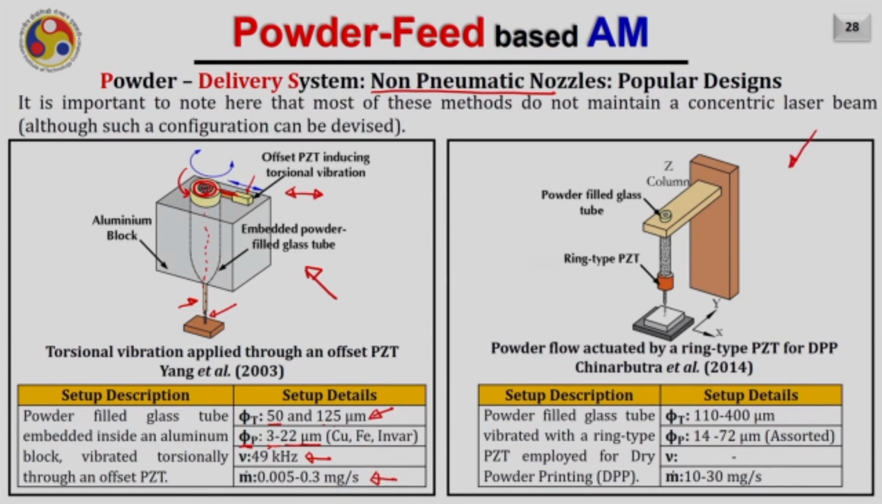This is another possibility, where there is a ring type piezoelectric here, and a glass tube filled with the powder particles. It is mounted on a column Z as you are seeing here. In that case, this actuator is going to give a vibration to this tube. As a result, the powder particles will start flowing into this nozzle. Here, the tube diameter is approximately 100 to 400 micron, while the powder particle size varies from 14 to 72 micron. The frequency details are not given in that particular research, but the mass flow rate can be obtained up to 10 to 30 milligram per second.